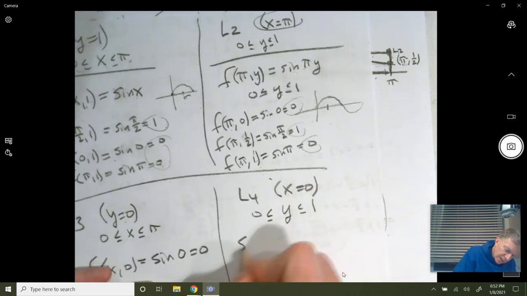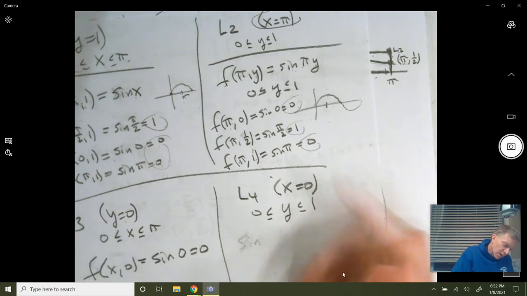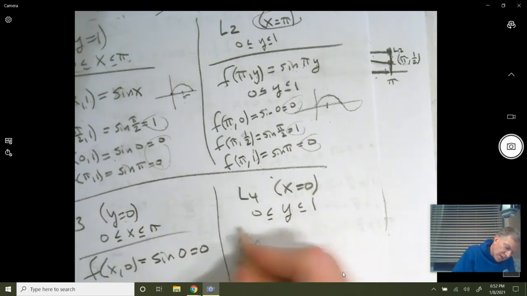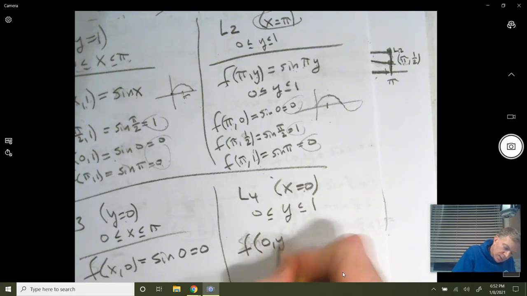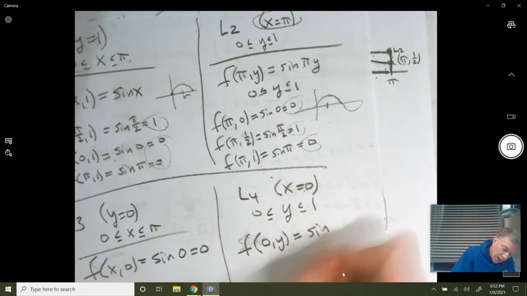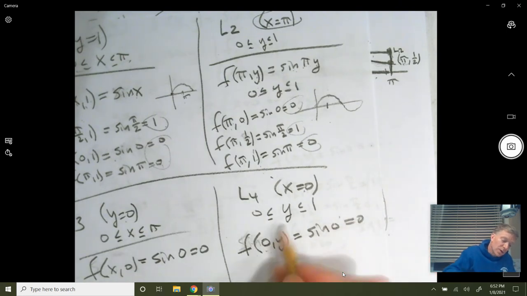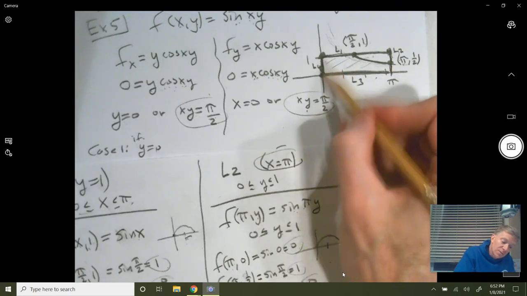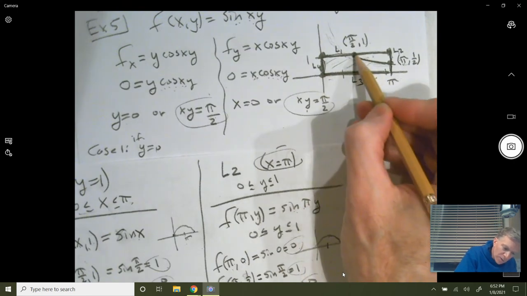So we've got f of x is 0, so (0, y), which is equal to sine of xy, so 0. Okay, so we have 0 along here. So everywhere along this, our value of our function is 0. Okay, so it looks like our absolute max is going to be 1, and it occurs everywhere along here.